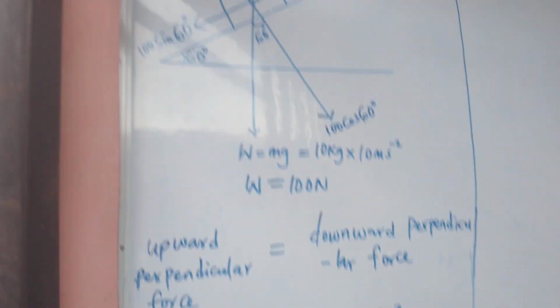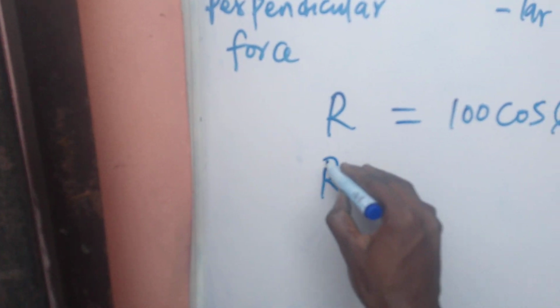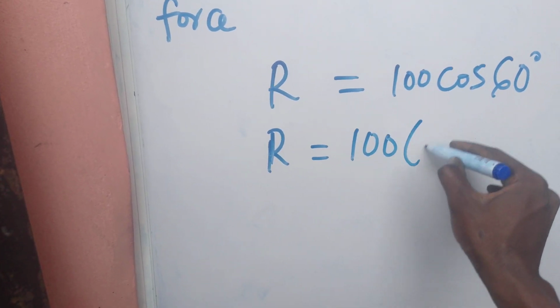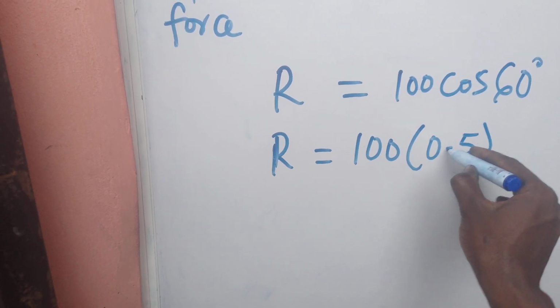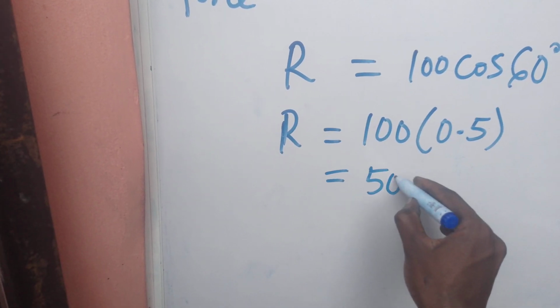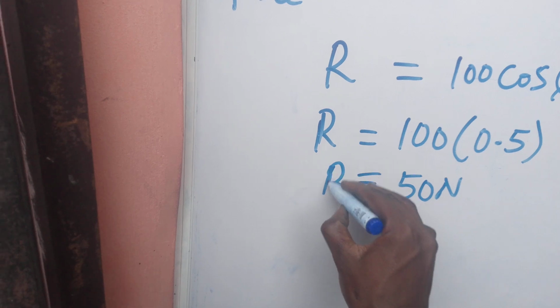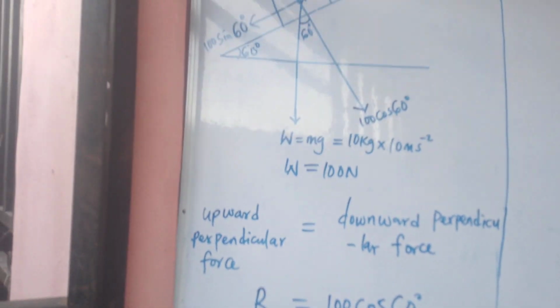Cos 60 is 0.5. So my normal reaction will be 100 times 0.5. 100 times 0.5 is 50. My normal reaction is 50 Newton. Okay, that's the normal reaction.